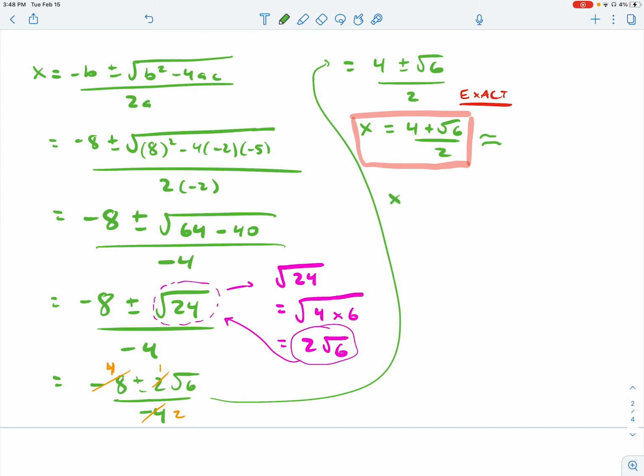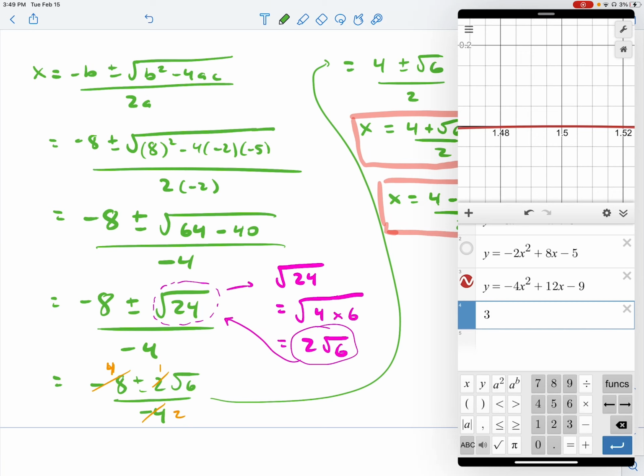My other solution is going to be when we consider the negative part. So let's write that one out: 4 minus root 6 over 2, and this is also exact. The only reason I'm going to find the approximates here is because I want to compare them to the graph.